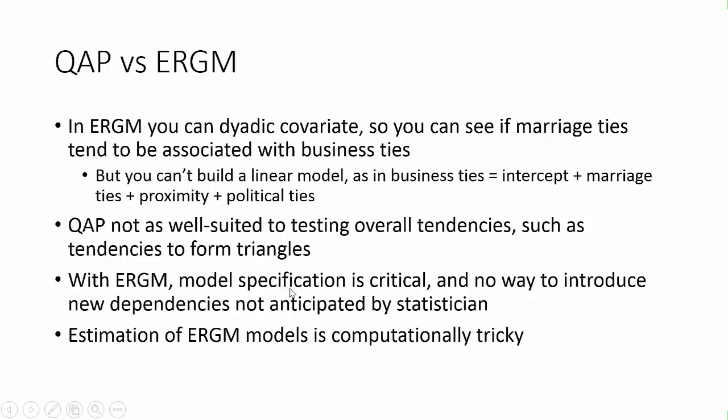With ERGM, model specification is really critical, and if you discover that there is some new dependency in your data, you just know it because you know how the data were constructed. You can't just run ERGM and do it, because somebody has to program that specific dependency into the program, and it takes a mathematical statistician to do it. Whereas with QAP, that just doesn't come up. You could just run it.